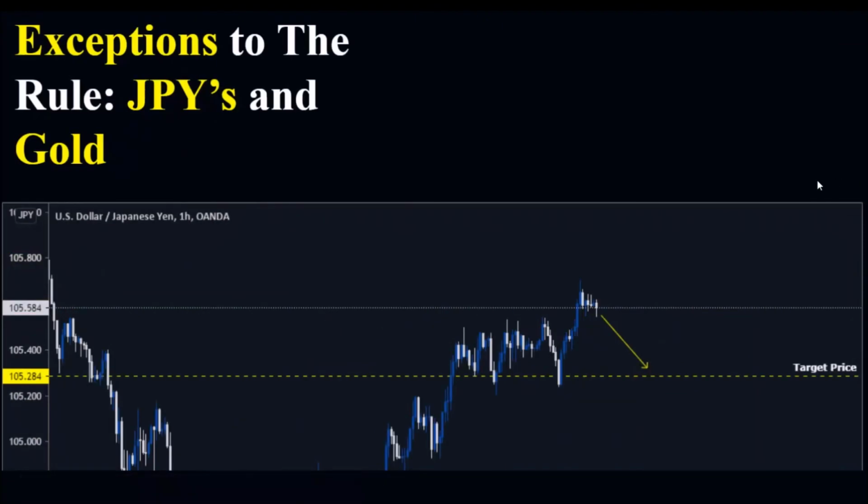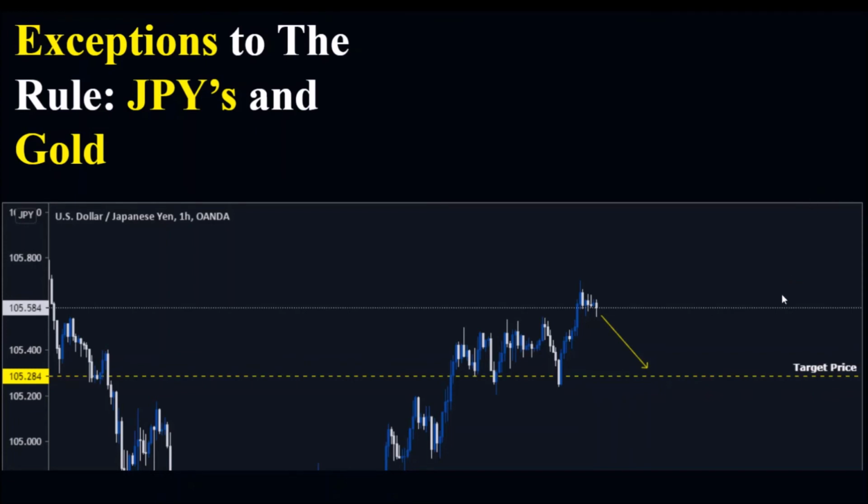All right. So now there's one exception to this rule, right? The way that you calculate pips is a little bit different when you're dealing with pairs that include the Japanese yen and gold, right? I'm going to say that one more time. You calculate pips in a different way for pairs that include the Japanese yen, like USD JPY, CHF JPY. You calculate them different, and also you're going to calculate your pips differently for gold.